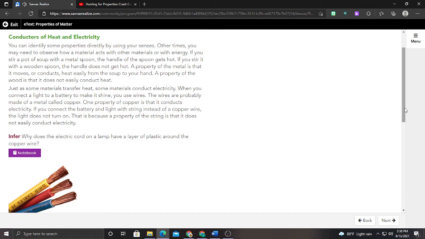You can identify some properties directly by using your senses. Other times, you may need to observe how a material acts with other materials or with energy. If you stir a pot of soup with a metal spoon, the handle of the spoon gets hot. If you stir it with a wooden spoon, the handle does not get hot. A property of the metal is that it moves or conducts heat easily from the soup to your hand. A property of the wood is that it does not easily conduct heat.